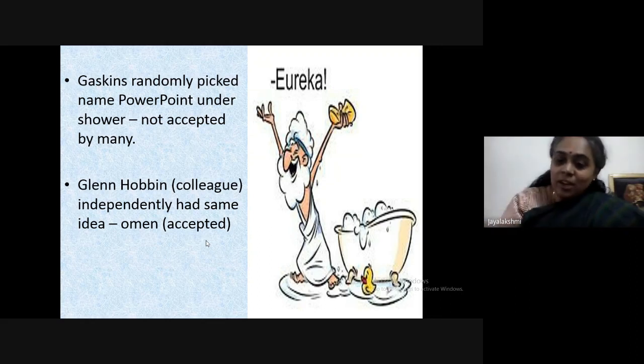So there was another colleague who was working with him. His name is Glenn Robbins. What this person did was he was also thinking of an alternate name. Somehow the minds mingled, I believe. Suddenly this person came up with the name PowerPoint, which was also the name given by Mr. Gaskins. So Glenn Robbins also came up with it independently. That's why we use the word independently. He had the same idea, and he said, "Why don't we use the word PowerPoint?"